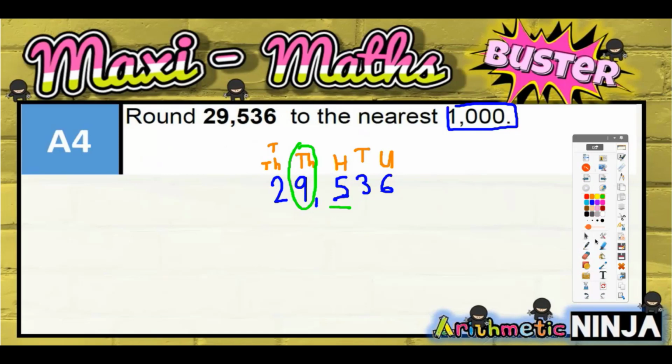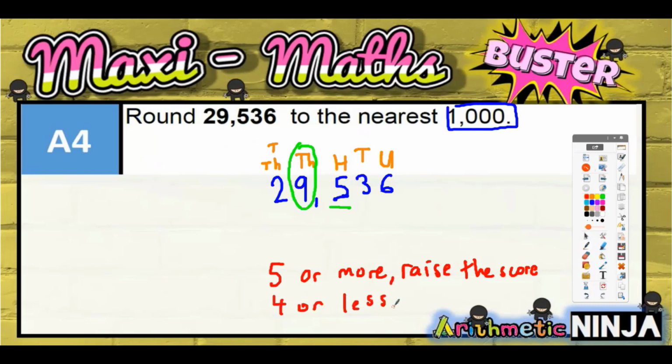There's a little saying that you can remember. 5 or more raises the score on the 9, and 4 or less lets it rest, lets the 9 rest as a 9. So 5 or more raise the score, 4 or less let it rest. Try to remember that. That's a good way to remember it.